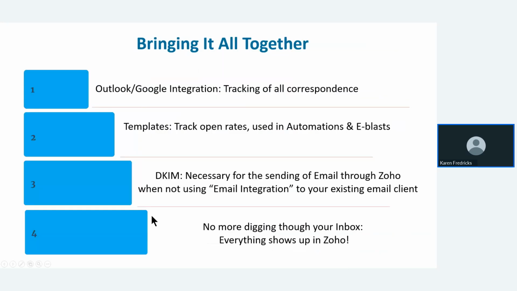Okay, so bringing it all together. We have the Outlook and the Google integration, where we can track all that correspondence that we have in Outlook back into Zoho. We have templates, which lets us track open rates, and we can use it in emails and e-blasts. We have DKIM, which is a necessary evil if you're going to be sending your email using Zoho. And all this means no more digging through your inbox. Oh, what was that email that I sent to Missy? Oh, all I have to do is pull up Missy's record. It's right there on that email tab.